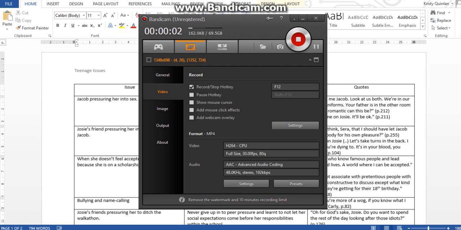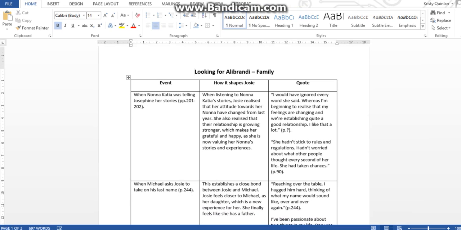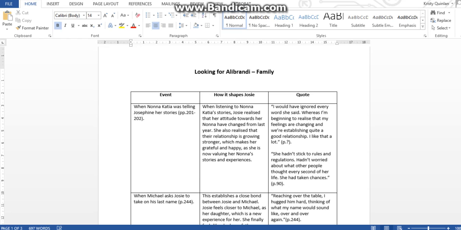All right, we're going to have a little tutorial on how to write the introduction in a paragraph for the family theme. We're looking at Looking for Alibrandi. Just in case you're struggling, I know I can't be there for you over this weekend, only via email, so I thought I would just do this. Hopefully I can send it to you and we can go from here.